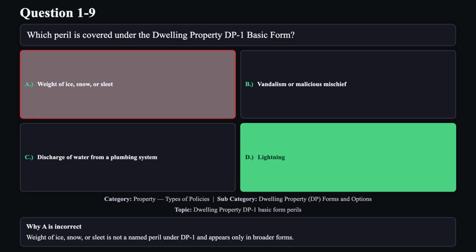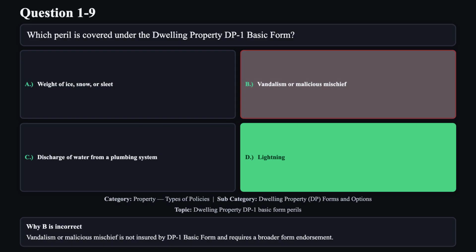Reason A is not correct. Weight of ice, snow, or sleet is not a named peril under DP1 and appears only in broader forms. Reason B is not correct. Vandalism or malicious mischief is not insured by DP1 basic form and requires a broader form endorsement.